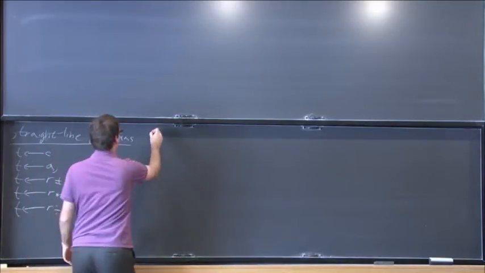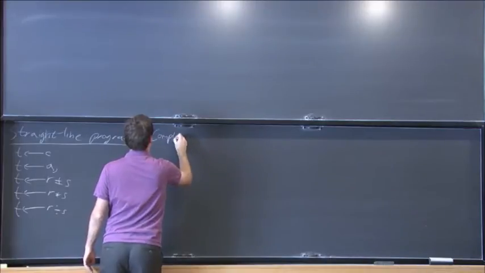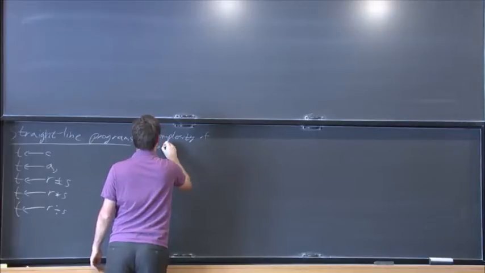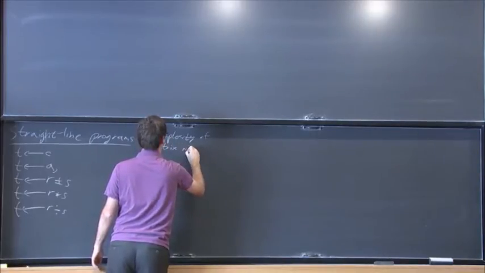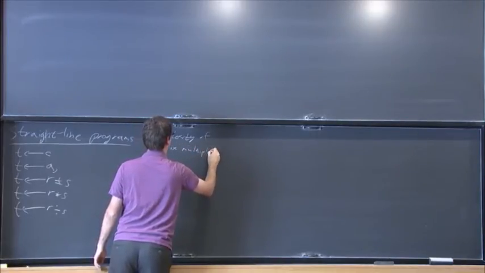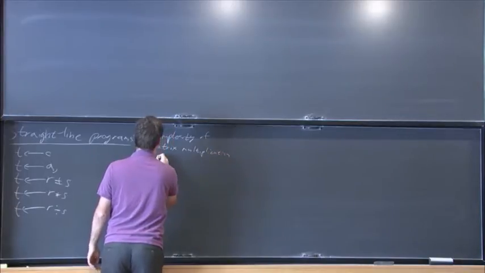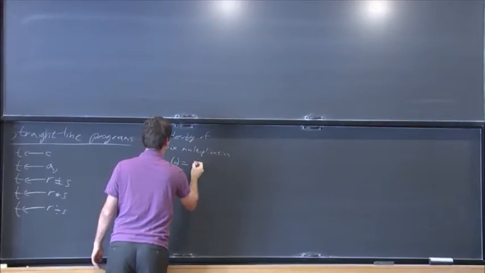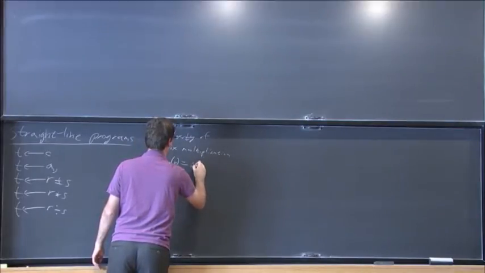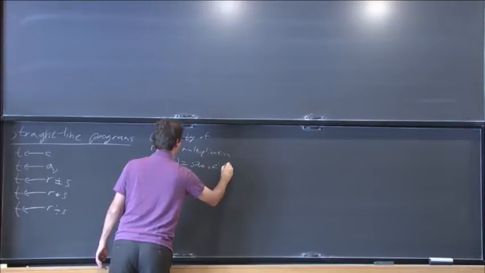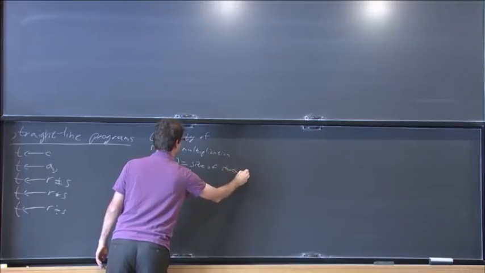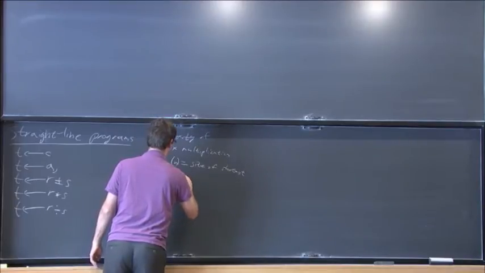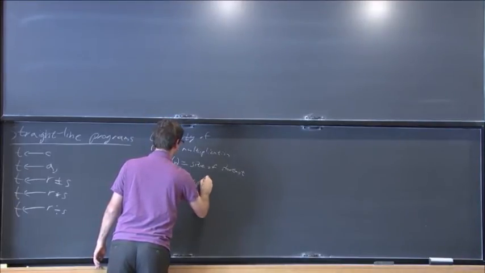So the complexity of matrix multiplication, I will define it formally. It's CMM of n, which is the size of the shortest program multiplying two n by n matrices.